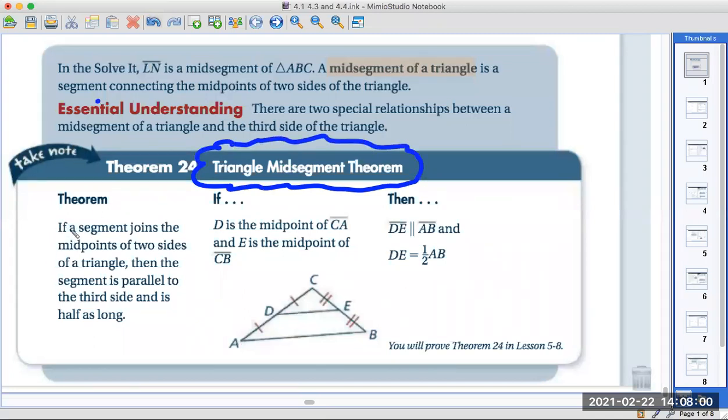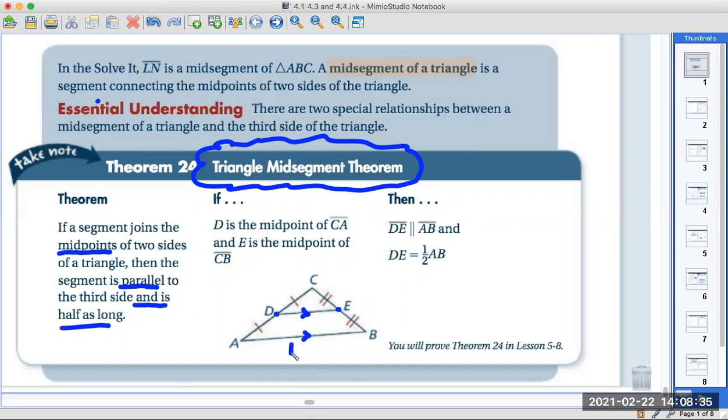So I'm reading the theorem. If a segment, which has a beginning and an end, joins the midpoints, which D and E are, halfway from here to here and halfway from here to here. If a segment joins the midpoints, underline that word, of 2 sides of a triangle, then the segment is parallel to the 3rd side, remember I told you these 2 are parallel, and is half as long. So that's the main thing.